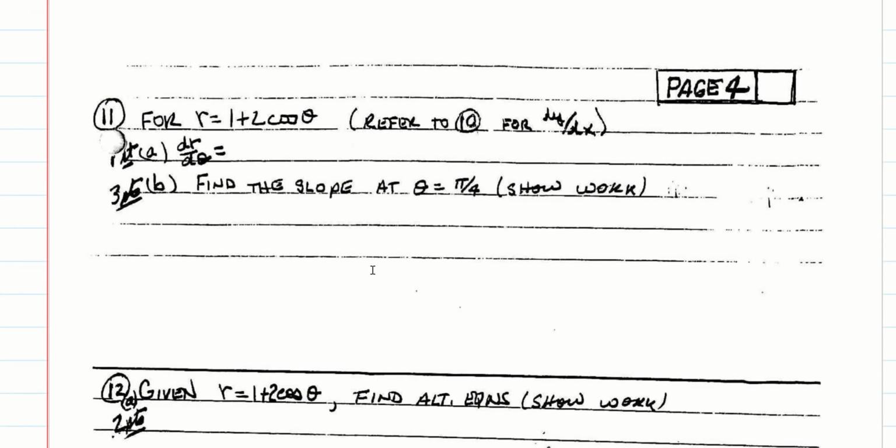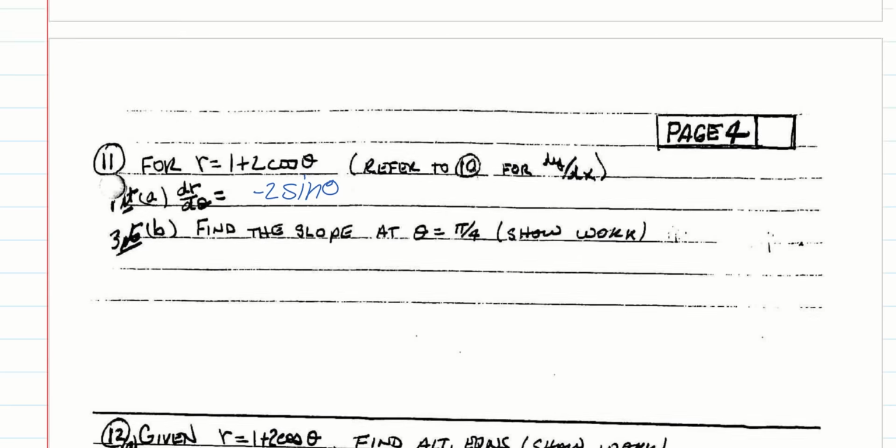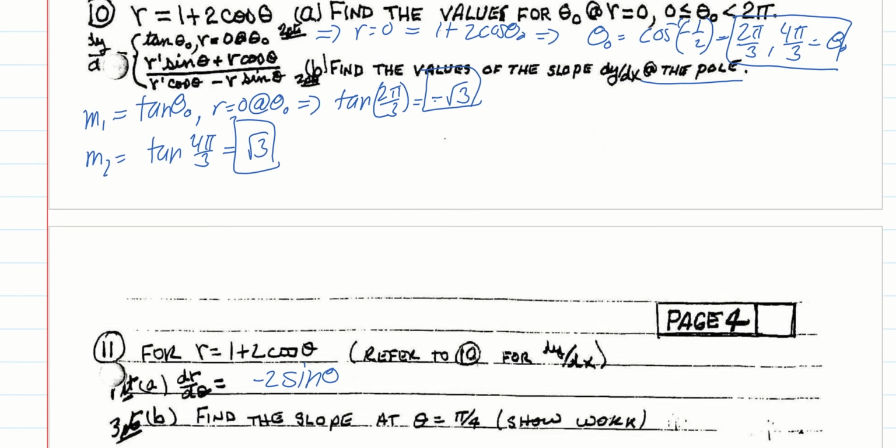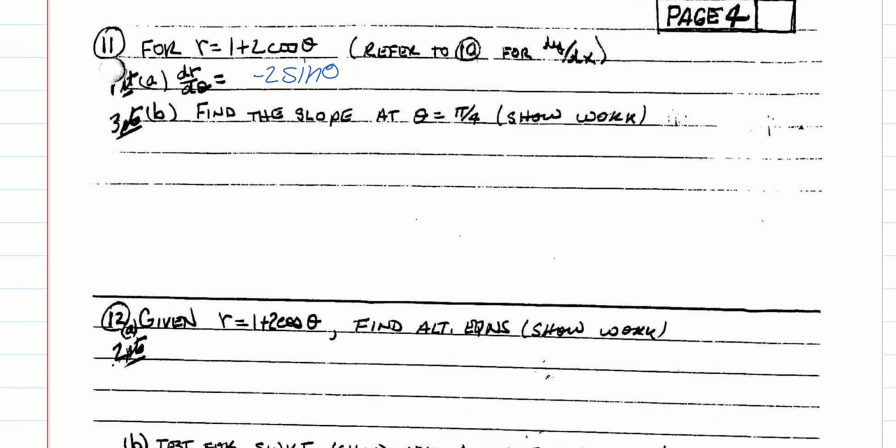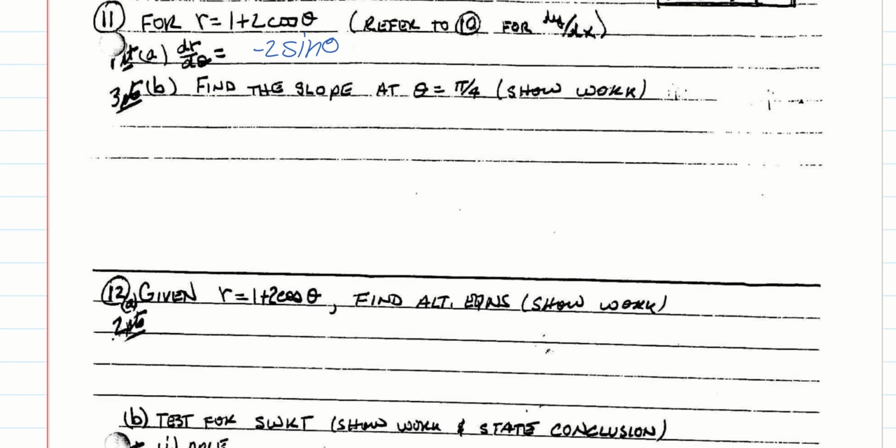All right, next page. So then we have r equal to 1 plus 2 cosine theta. It says refer to 10 for dy dx. So dr d theta is not the same as dy dx. So we have to just take the derivative here, which is going to end up being negative 2 sine theta. And I'm assuming theta is not varying with any other variable. Yeah, we can do that.